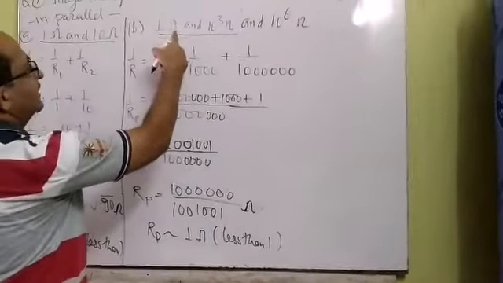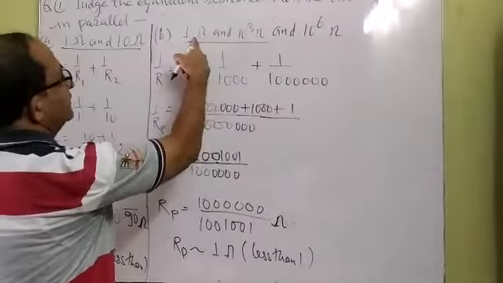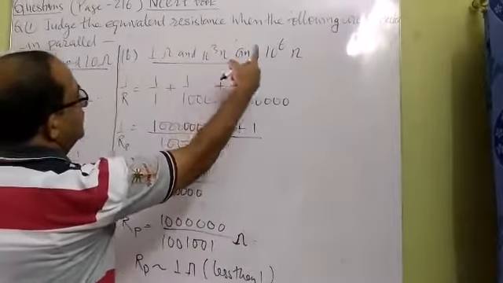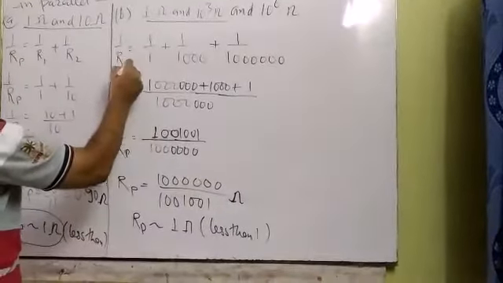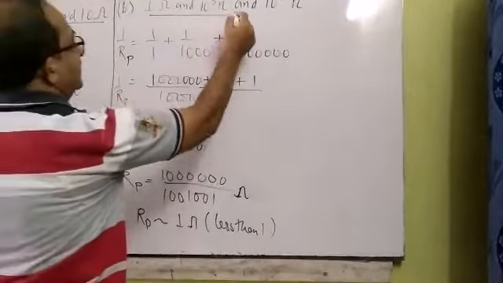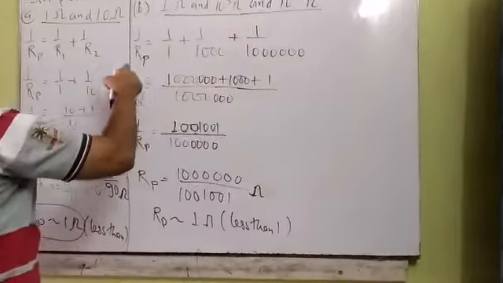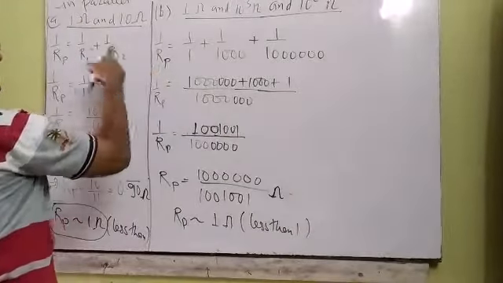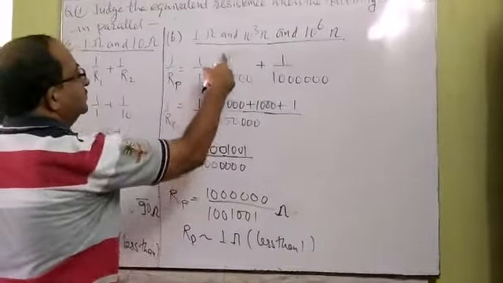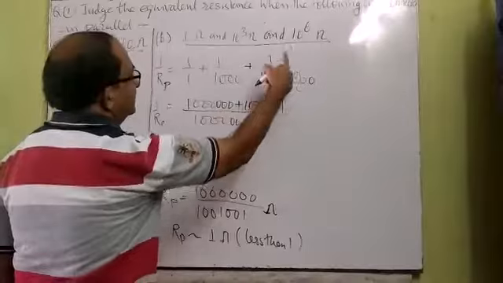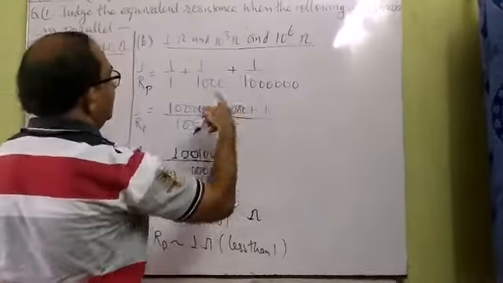B part, there are 3 resistors. First R1 is 1 ohm, another is 1000 ohm, and third one is 10 lakh ohm. So when these 3 are connected in parallel, equivalent resistance can be found by the same formula. Rp is equal to 1 upon R1, 1 upon R2, 1 upon R3. R1 is 1 ohm, R2 is 1000 ohm, R3 is 10 raised to power 6, means 10 lakh ohm.